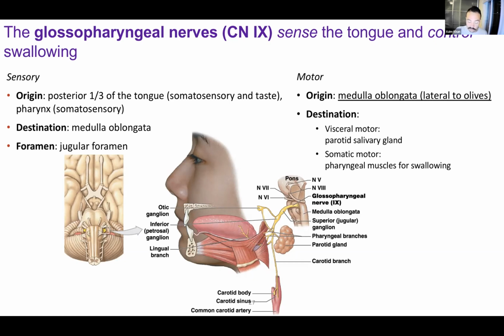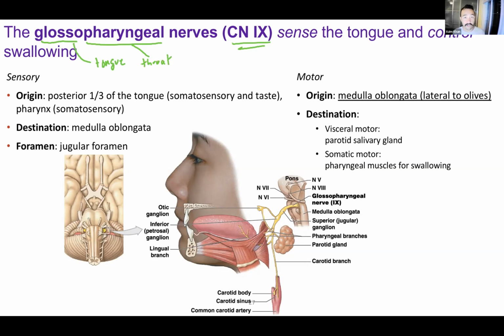We are on cranial nerve number 9. 9 in Roman numerals is IX. This is the glossopharyngeal nerve. Glossopharyngeal. Glosso refers to the tongue. Pharyngeal refers to your throat. So this is a nerve that innervates your tongue and throat.